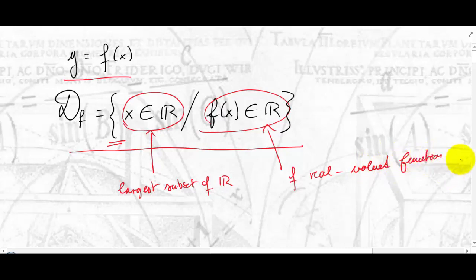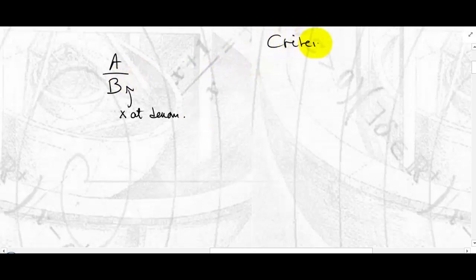There will be three different criteria until we start studying trigonometry. You'll have to look at three different criteria in the expression of a function. What are they? If a function has a fraction with x at the denominator, the criteria for domain is that the denominator b cannot be 0.